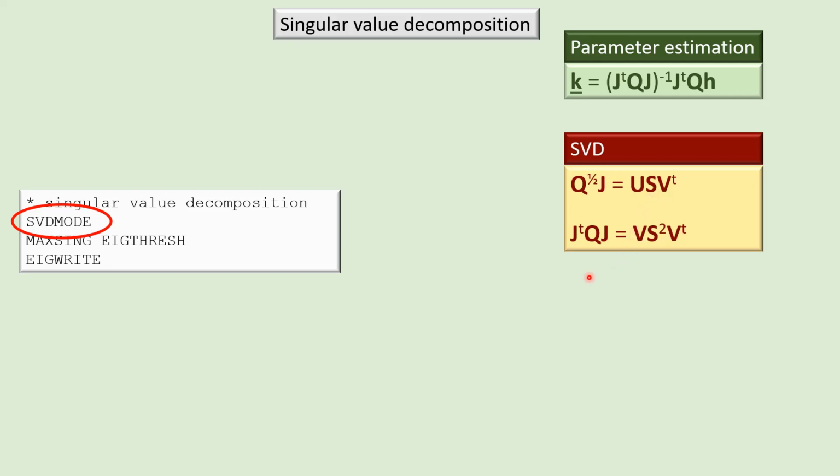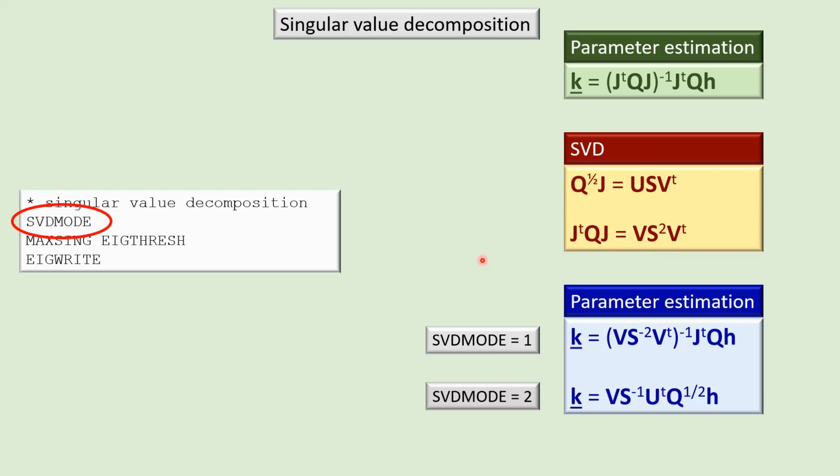Alternatively, we could conduct SVD on JTQJ to obtain just this V matrix twice. If we set SVD mode to 1, PEST undertakes singular value decomposition on JTQJ and uses this equation to obtain our estimated parameter set. If we set SVD mode to 2, PEST undertakes singular value decomposition on Q to the half J and uses this equation to come up with a minimum error variance set of parameters. Which is the best to use? It doesn't really matter. Perhaps use this if we've got a large number of parameters rather than this.